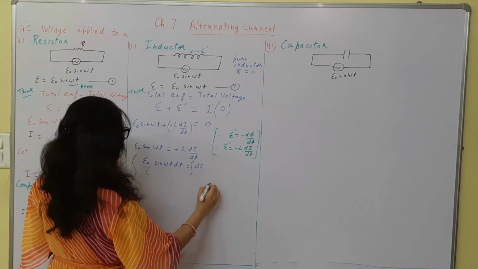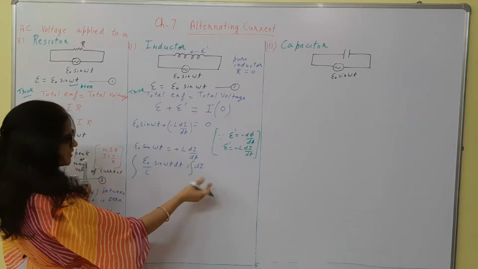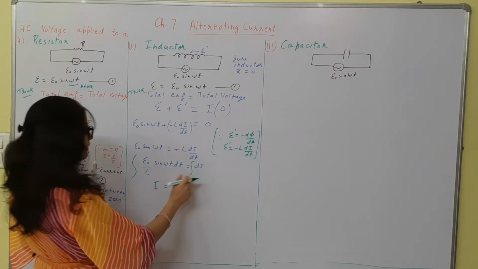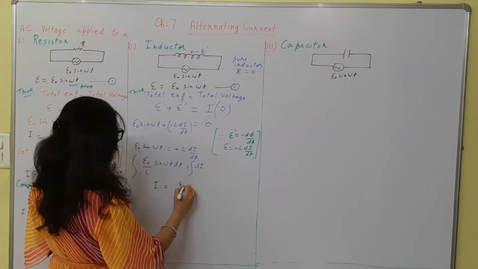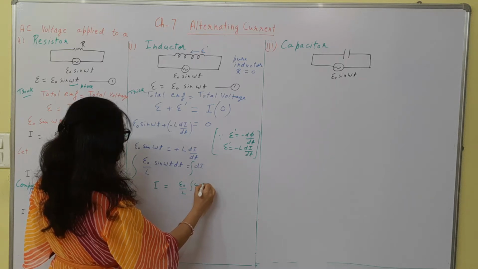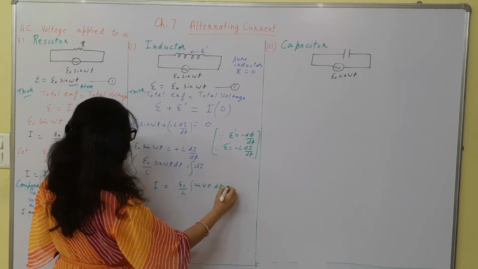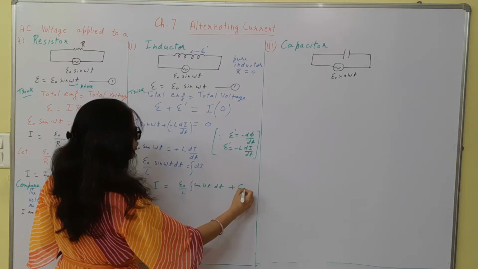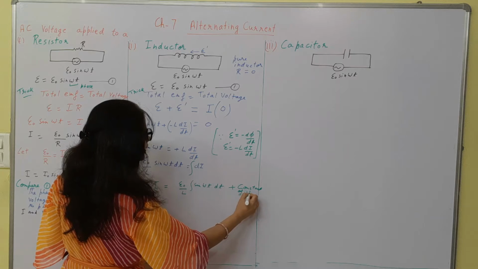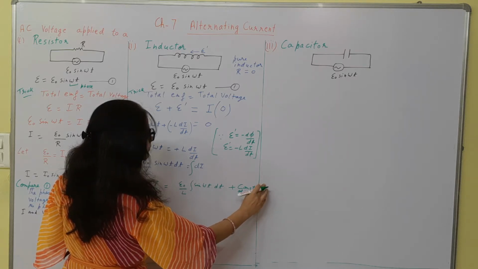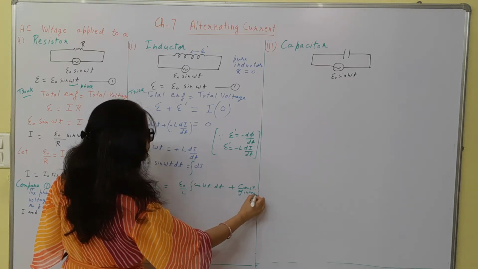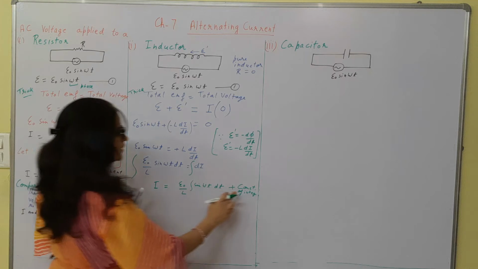So this can be written as, I am switching the sides, so di is integrated as I, and E naught upon L can be kept outside the integral sign, and this will be integrated, and after integrating there will be a constant of integration.